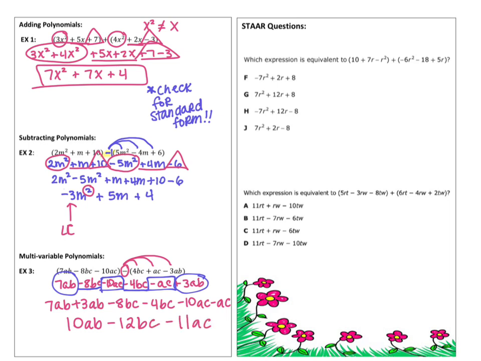Now, the only thing I need to do to put this in standard form is keep it more alphabetical. So 10AB would go first, then the minus 11AC, and then the negative 12BC. Again, you're going to probably have answer choices that will put it in the correct order for you, but that is my final answer. So things to remember: check for distributing the negative when you are subtracting polynomials, and then combining like terms.